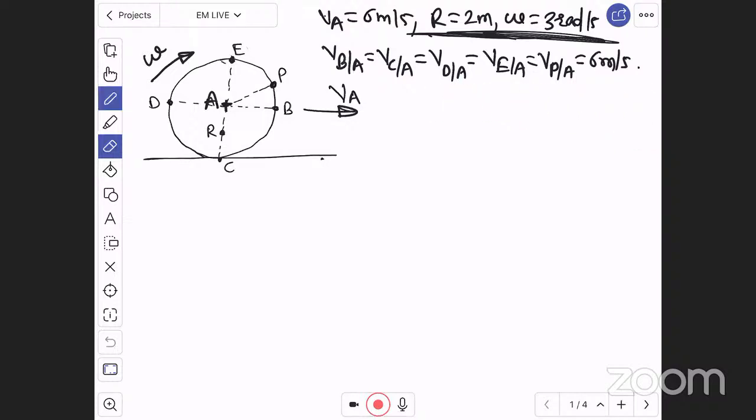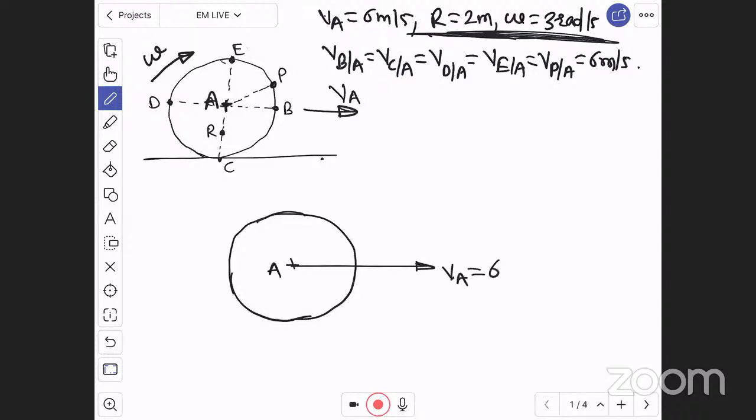Now again, here you will see this is a wheel. For this wheel, A is the center, which is moving with velocity of A, 6 meter per second towards right. Now, point P is somewhere here. Therefore, velocity of P will be equal to vector sum: velocity of A plus velocity of P with respect to A, vector addition.